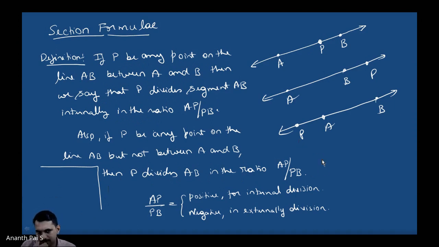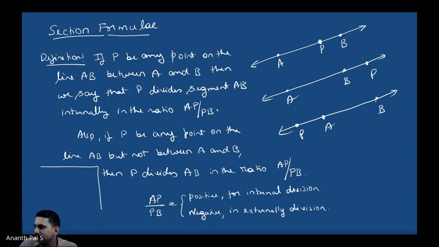Sir, how does it come negative? Very good question. Why does it become negative? Observe here. If I start from A, AB is positive. PB is negative. So AB by PB is negative. Now if you consider AP, this is negative, and APB is positive. Correct?